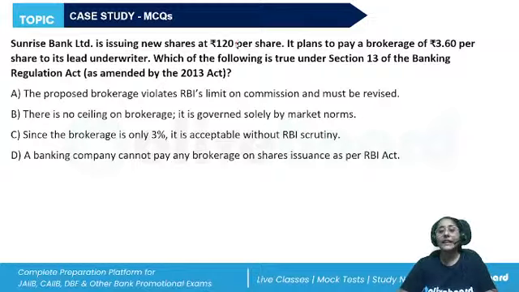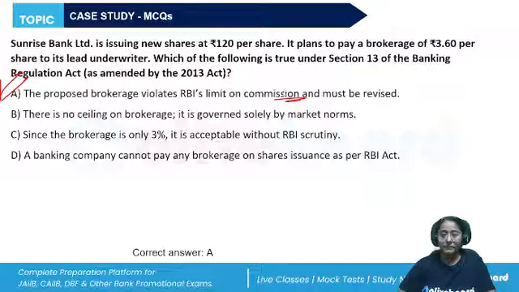So, we have already discussed this. The brokerage that the company can pay is 2.5% of the issue price. The issue price is 120 rupees per share. 3.60 makes it 3%. So the proposed brokerage violates RBI's limit and it must be revised. Maximum 2.5% can be paid, 2.5% of the issue price.